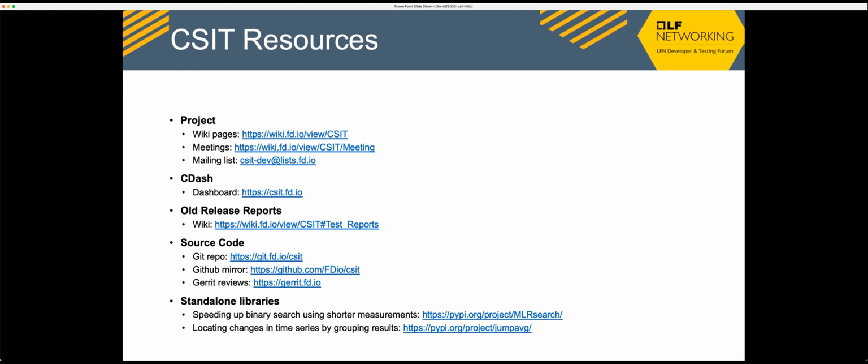In terms of the community, the landing page, wiki page is at the top, and there are details about our meetings. We are meeting every Wednesday. We are very friendly and open community, so please join us. You can also interact with us using the CSIT-dev mailer at lists.fd.io. And there are some other resources, including where the source code is. We also have some of the PyPI libraries, specifically for the code that Radko's been leading, the MLRsearch for rate discovery, and also PLRsearch and jump average for anomaly detection.